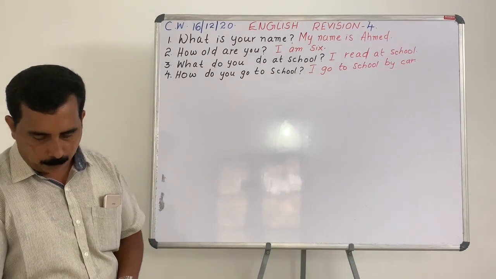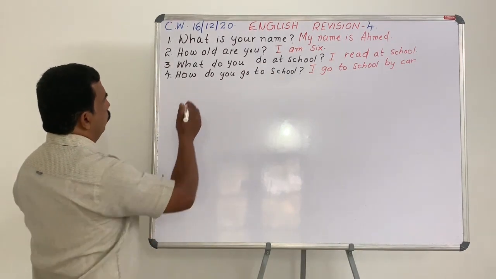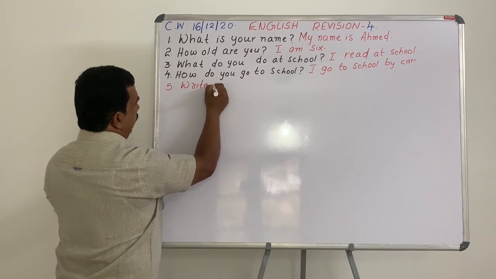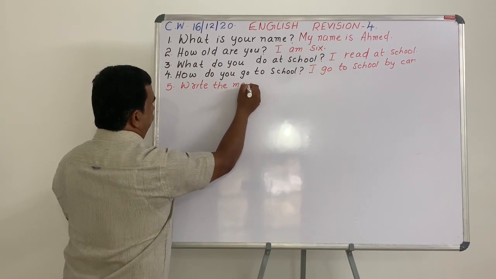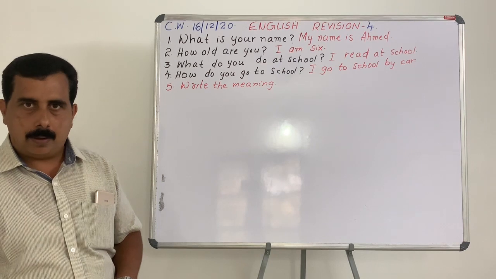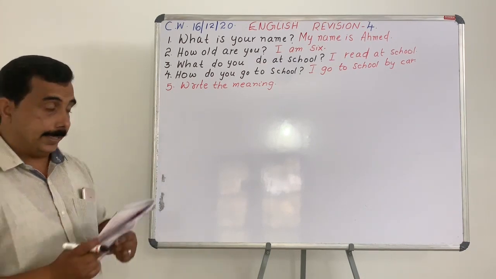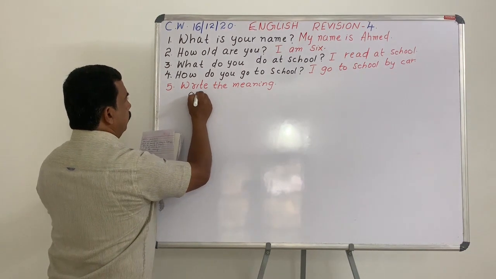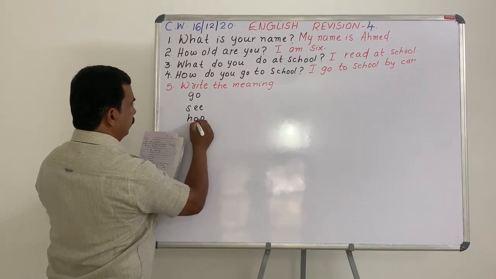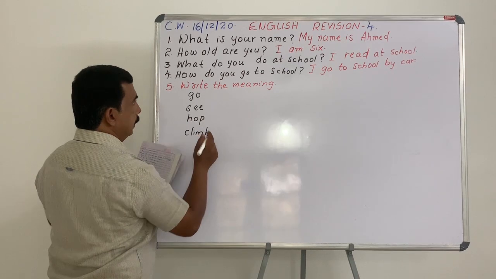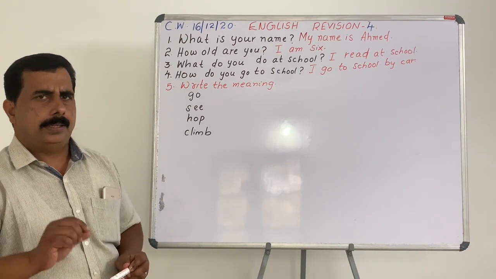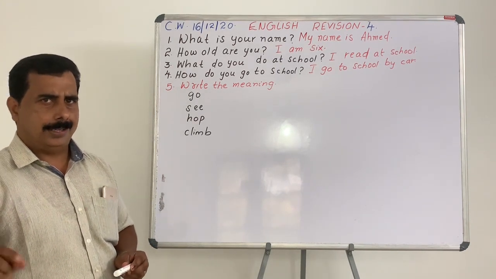Okay, next thing, very important: write the meaning. I want to give number 5, write the meaning. Okay, we are going to write the meaning. Do you know all the meanings of these words? I will write 4 words first. Just copy: go, see, hop, climb. So please write together with me because I need to erase it. Be a little fast, quick, don't be slow.